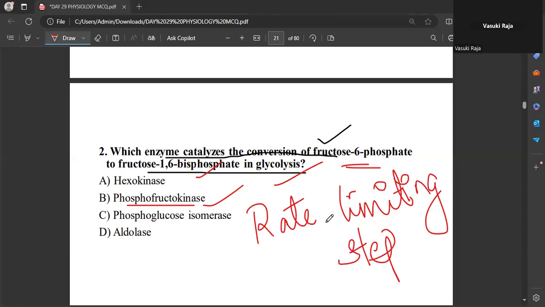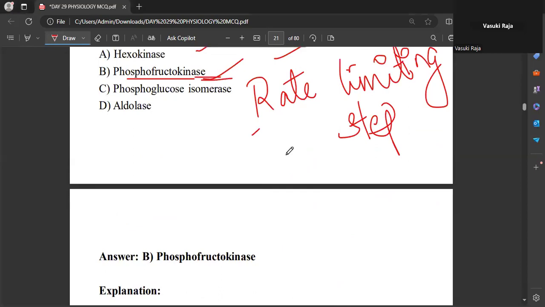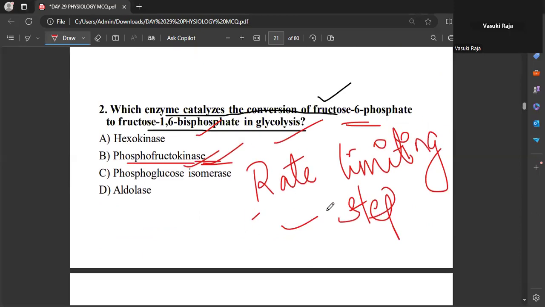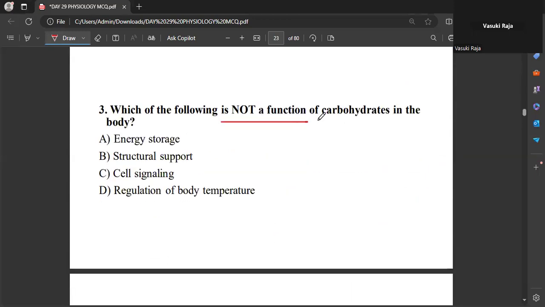This step is said to be the rate limiting step. Why? Because the phosphofructokinase will not be synthesized in any other area. We can't replace this enzyme once it is lost. That is why we are saying this is a rate limiting step. Okay. Now, which of the following is not a function of carbohydrates in the body?